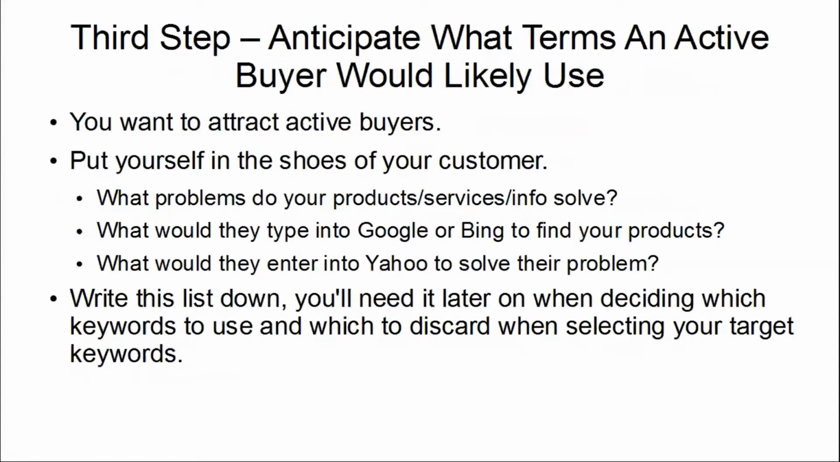So on the third step, what you want to do is anticipate what terms active buyers would likely use. You want your keyword plan to focus on attracting the attention of active buyers, those who are looking for what you're offering right now or in the near future. They are the ones most likely to buy from whomever they find, so find out how you can make this be you.